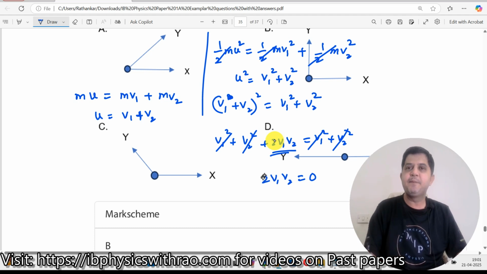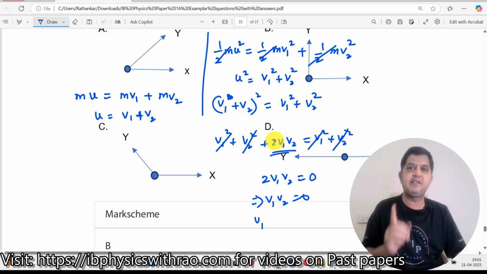In that case, this 2v1 v2 should be equal to 0. What is v1 v2? v1 and v2 are two vectors. Okay. So therefore, in other words, I can now say v1 dot v2 equal to 0. When will this be possible? When the product of two vectors is equal to 0, either v1 should be 0 or v2 should be equal to 0. Unfortunately, none of them are 0, right? Because both of them are moving. v1 and v2 are the velocities after the collision. So both of them are moving.